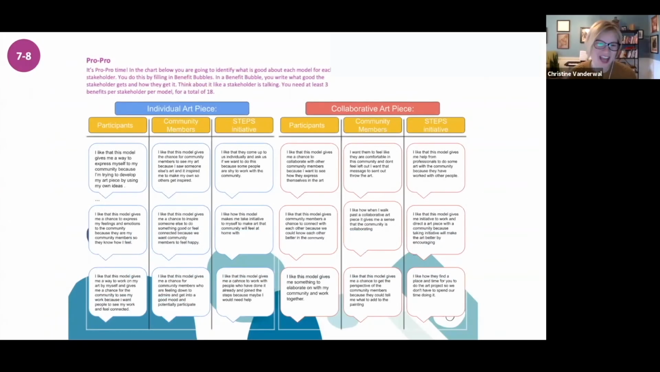So this is a challenge. This was a pro that one of the groups in my class did. We were working on the STEPS public art challenge, and we were looking at it together as a group just now, noticing that under the collaborative art piece section under participants, there's a lot of repetition in what kids are saying. So I like that this model gives me a chance to collaborate, connect, and then elaborate on my community. That probably does, they're probably trying to get at something else there as well.